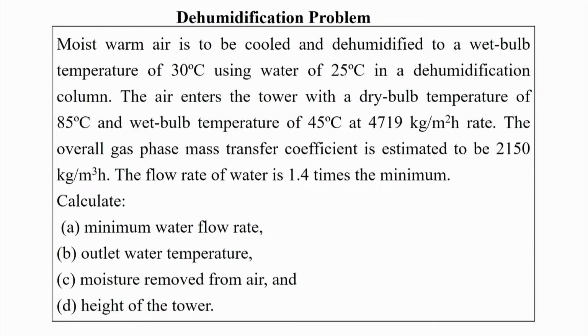The overall gas phase mass transfer coefficient is estimated to be 2150 kg per meter cube hour. The flow rate of actual water is 1.4 times the minimum. Now we have to calculate the minimum water flow rate, the outlet water temperature coming out from the tower, the moisture removed from the air during this process, and the height of the tower. So we need to design one dehumidification column. The process is almost similar, with some changes, which we will discuss step by step.